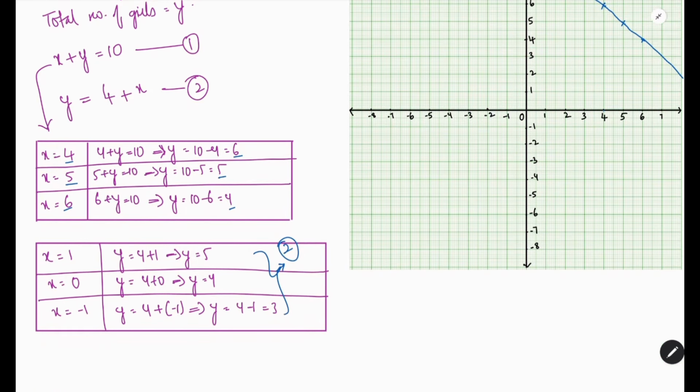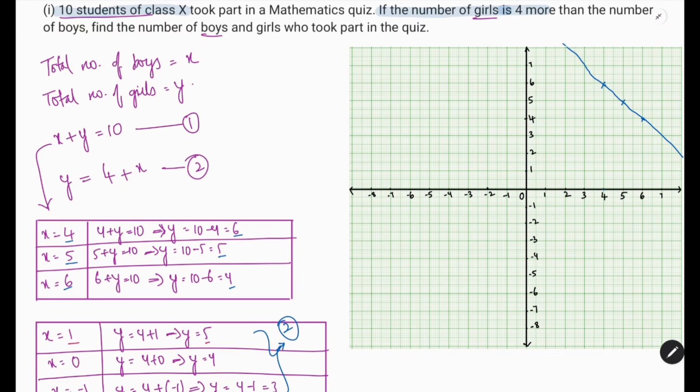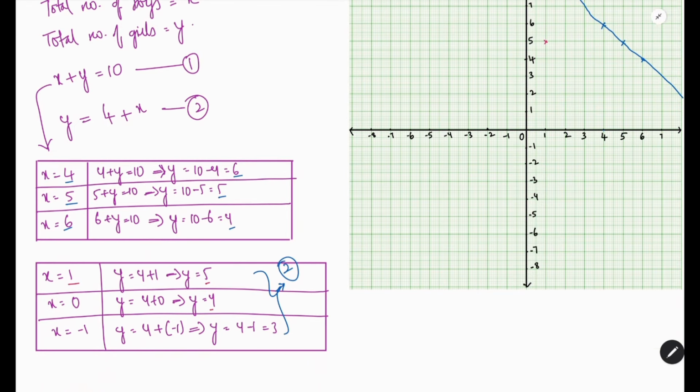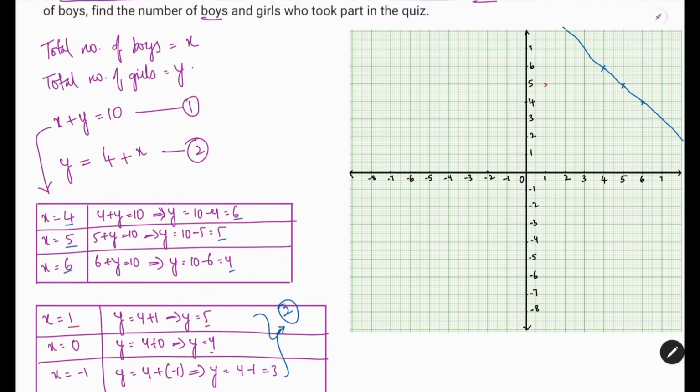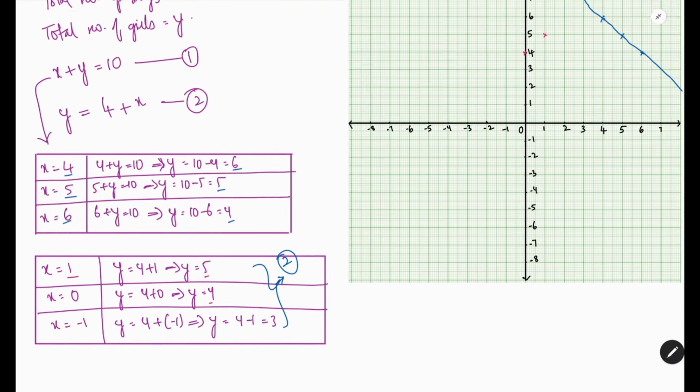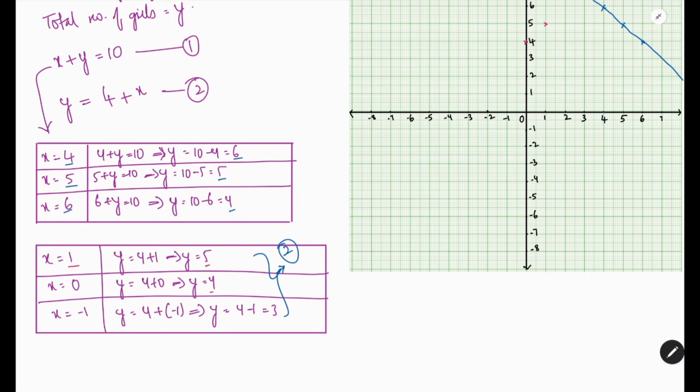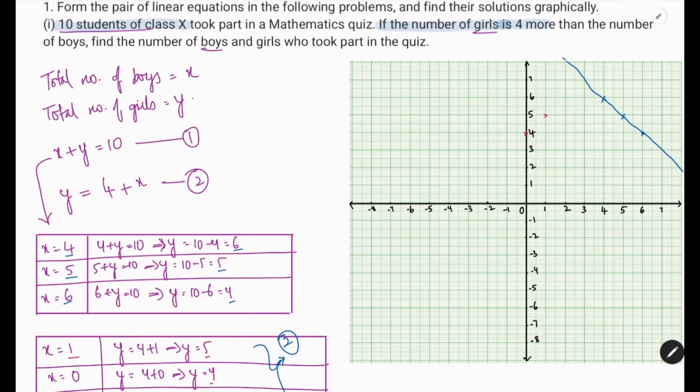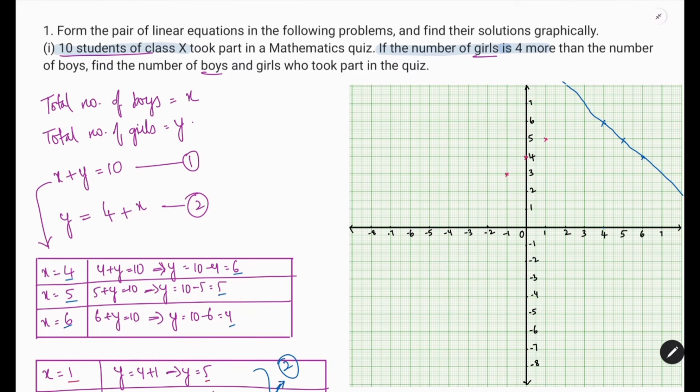Now let us represent the second equation values. If x is 1, y is 5. If x is 0, y is 4. If x is minus 1, y is 3. Okay. Now join these points. See, these two lines meet at this point.